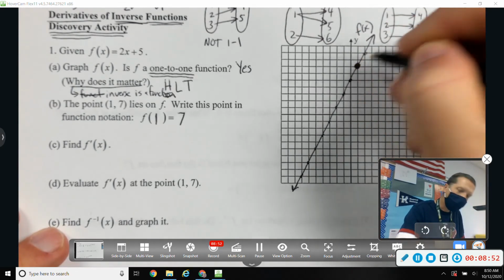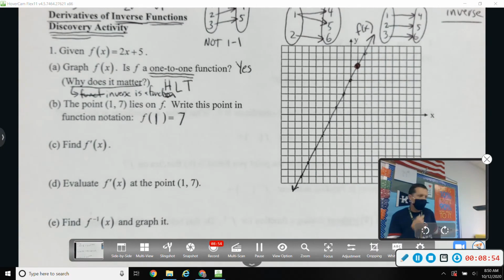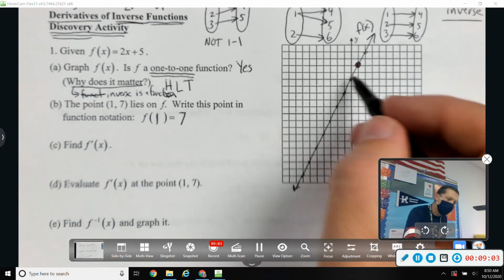Let's make a little bit bigger point there. That's (1, 7). I don't want to label it because we're going to put some more stuff on the graph, and things get a little bit crazy on our graph if we put too much. So just make it a little bit bigger. That's the point (1, 7).